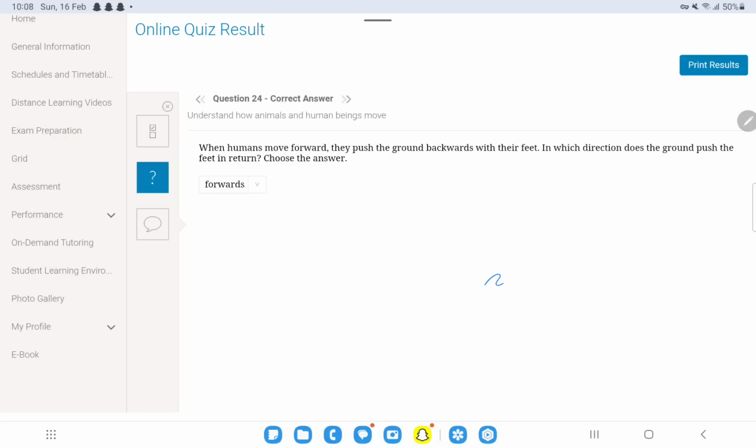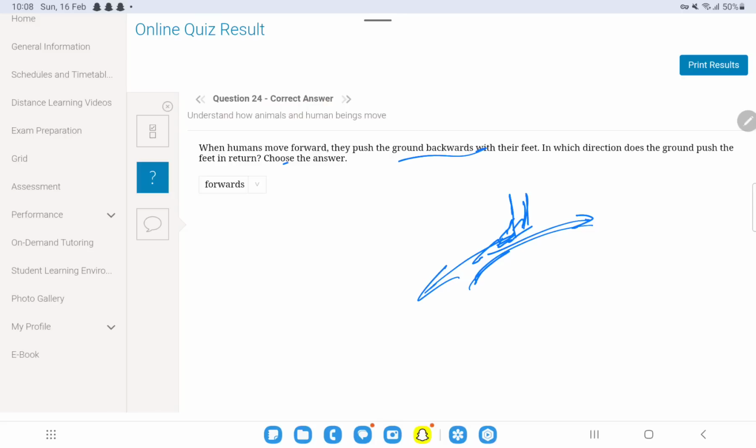So when humans move forward, their feet, imagine this is a foot or whatever, push back on the earth as you take a step. So as a reaction force, the earth pushes forward, so you can walk. When humans move forward, they push the ground backwards with their feet.